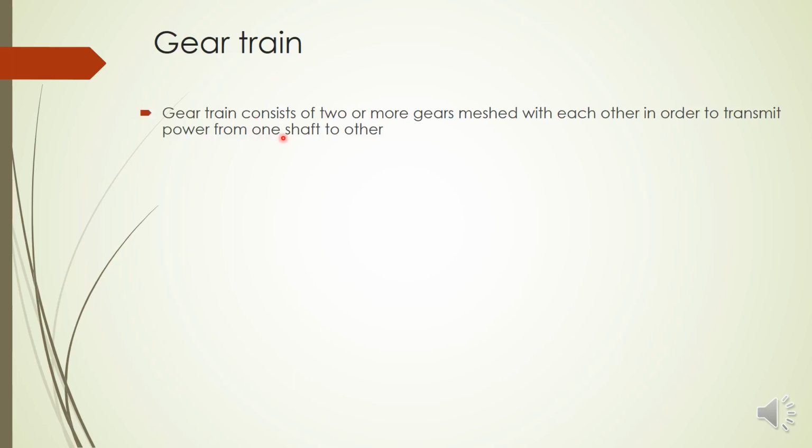So what do you mean by a gear train? A gear train can consist of two or more gears meshed with each other in a particular way in order to transmit power from one shaft to another. So mostly the gear train will have more than two gears, for example 3 gears, 4 gears, or as the number of gears increases, this will become more and more a gear train.